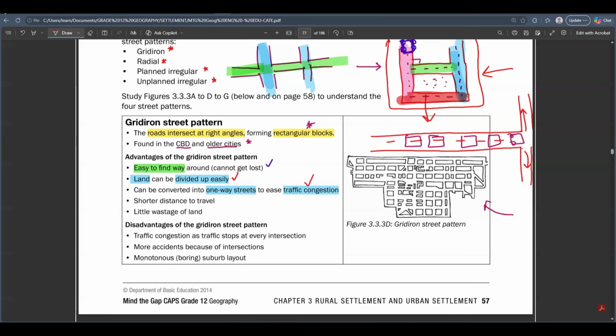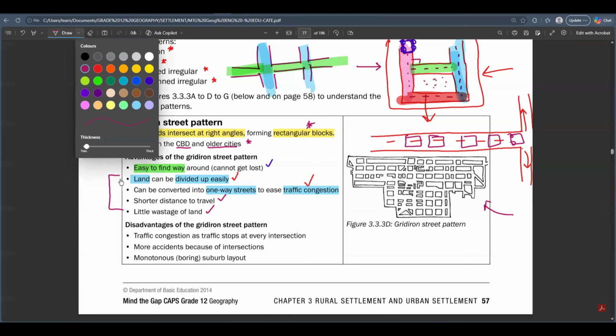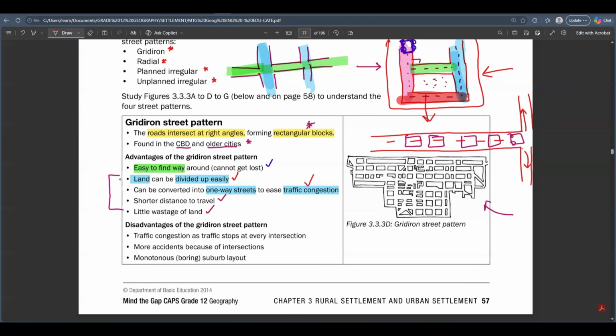And also it's a shorter distance to travel as well. And then there's also little wastage of land. This little wastage of land is the same thing as saying that the land can be divided easily, because you know the amount of land that you need to be able to build a grid iron street pattern. But basically it's a shorter distance to travel as well, because the roads are just short. There is no long road. The roads are just short, and they've got intersections of 90 degrees.